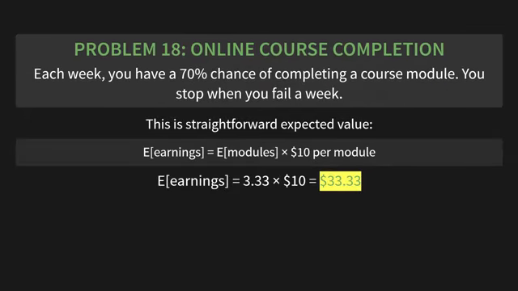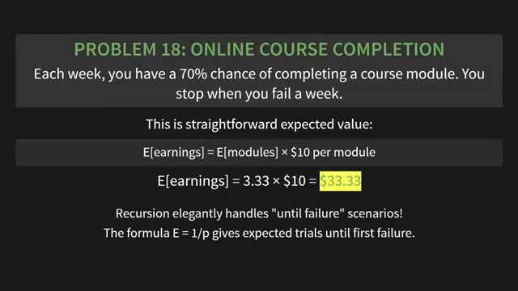$33.33 on average. Here's what I love about this. Recursion gives us a beautiful formula for keep-going-until-failure scenarios. Expected attempts equals 1 over failure probability. Since our failure rate is 30%, we expect 1 over 0.3 equals 3.33 attempts. It's elegant math for a messy human behavior.